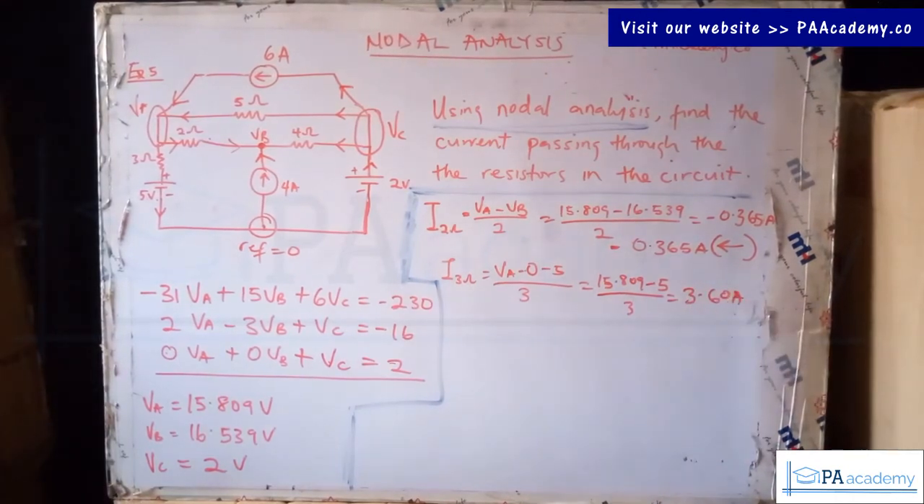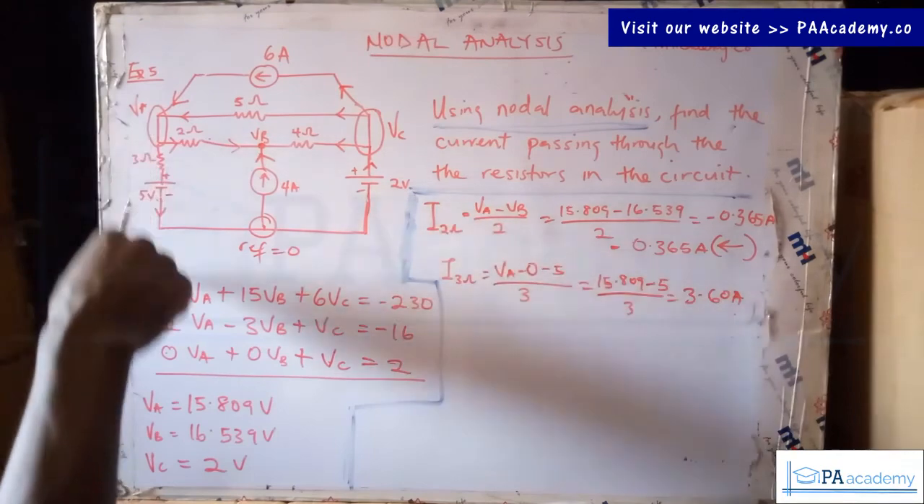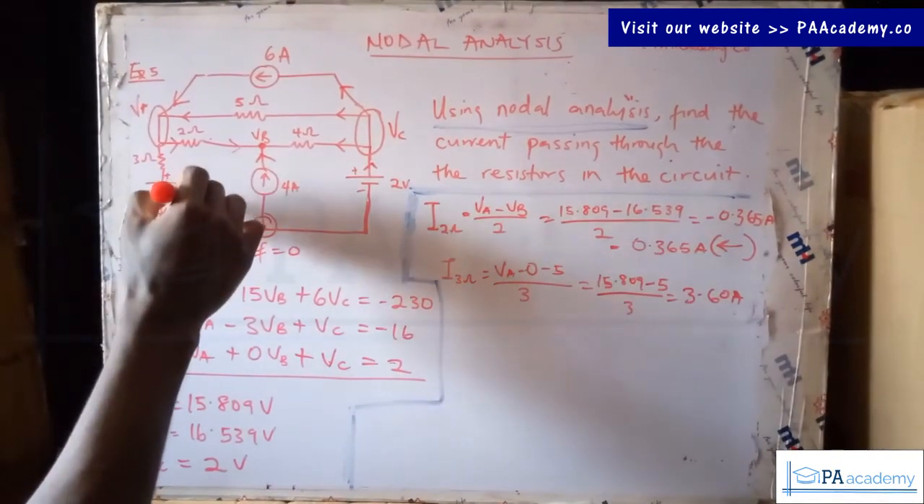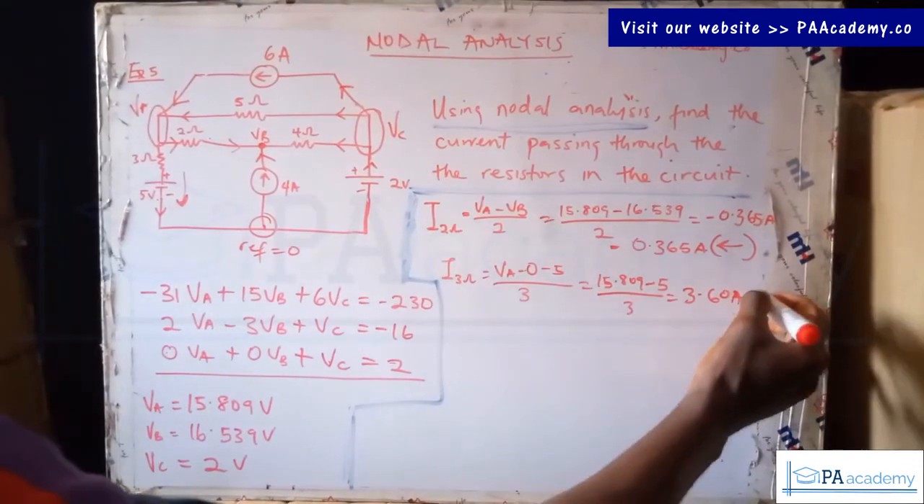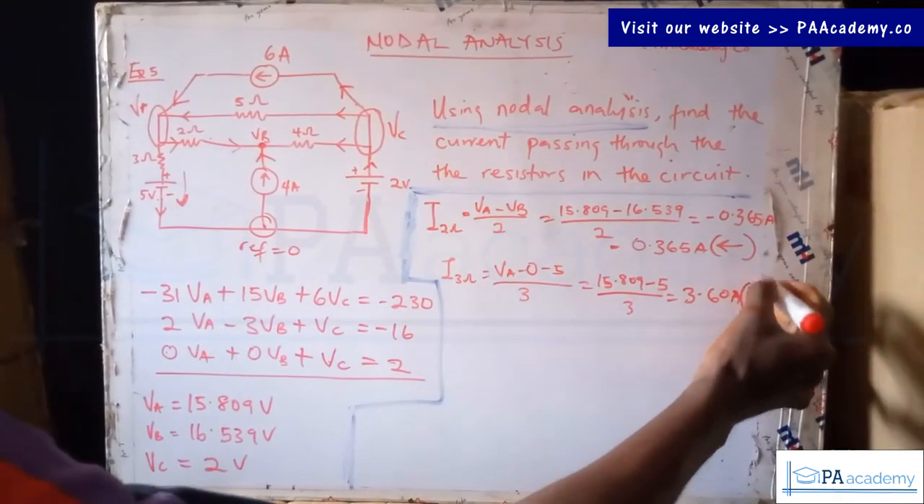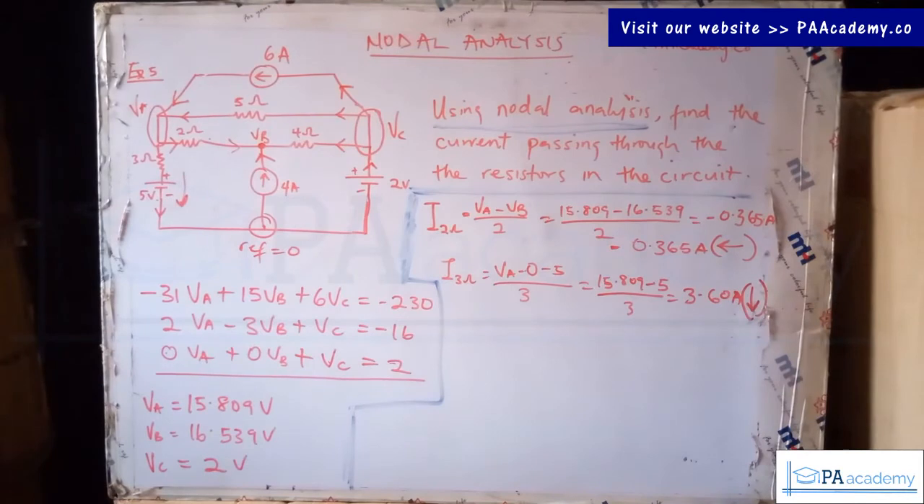So this is giving us a positive value. So that means the direction that we assumed here of downward is actually the direction of the current. So that's why we're having a positive. You can just indicate it there also. So that is it for the current flowing through the 3 ohm resistor, 3.60 amperes.